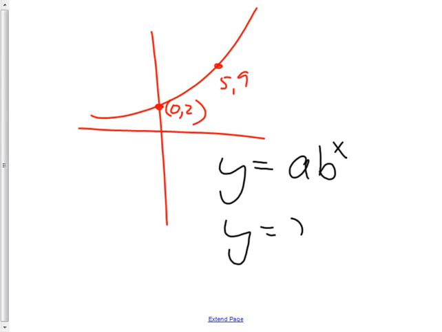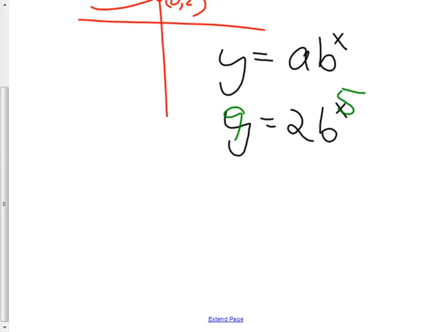The starting value is 2, so I'm just going to put a 2 in there. I'm trying to do this one step at a time. I'm going to stick in 5, 9. 9 equals, see, I'm stuck. How do I get rid of that?